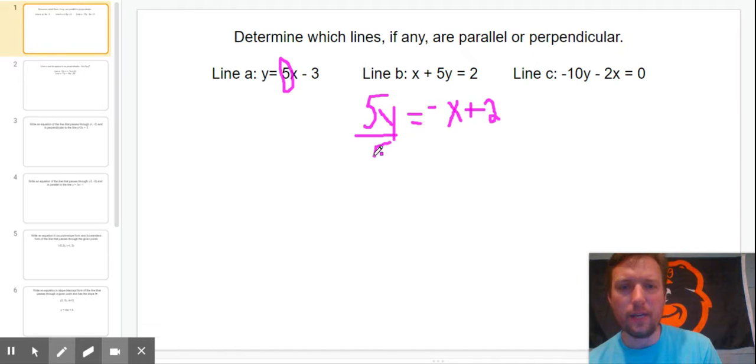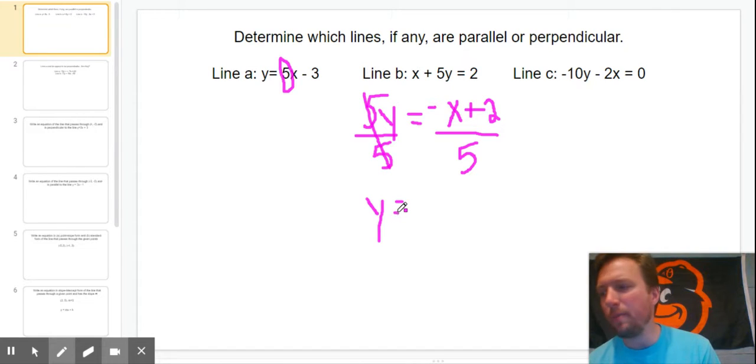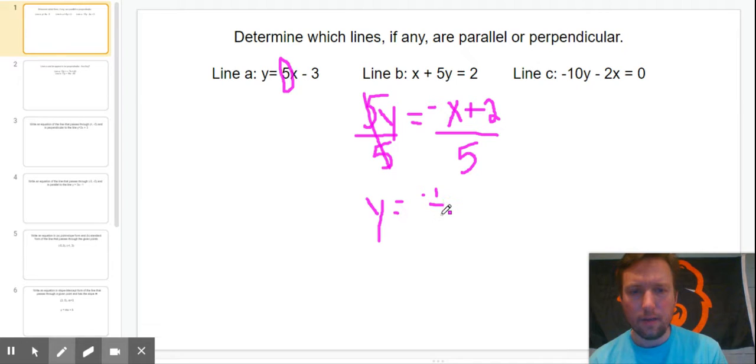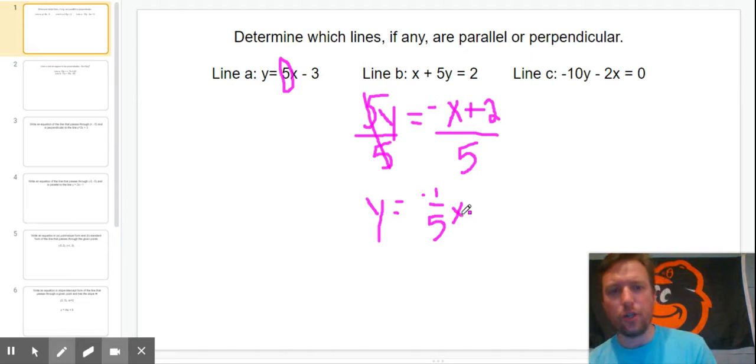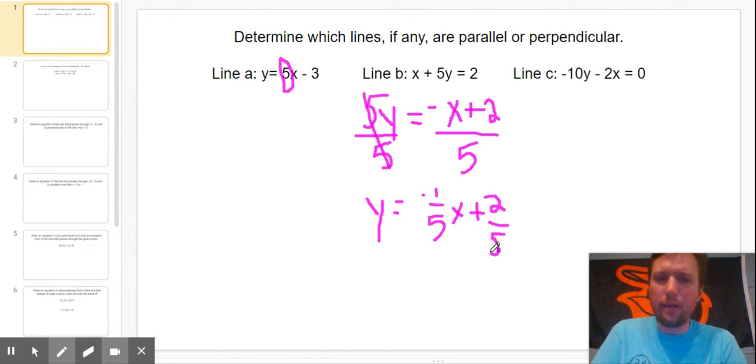So I'm going to divide, do the inverse operation on both sides, okay? And I'm going to divide this out, and this takes care of this. So then I'm left with y equals negative 1/5 x, and this would be 2 divided by 5, which is b, plus 2/5. So this would be my equation written in slope-intercept form: y equals negative 1/5 x plus 2/5.